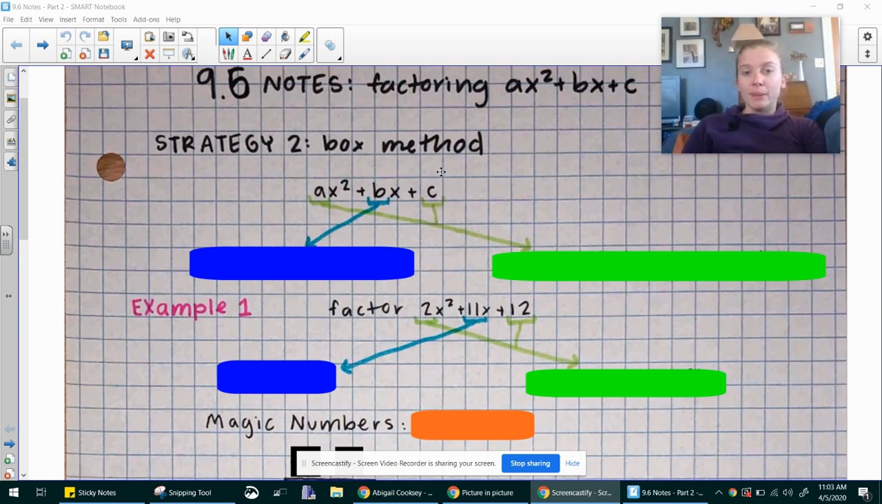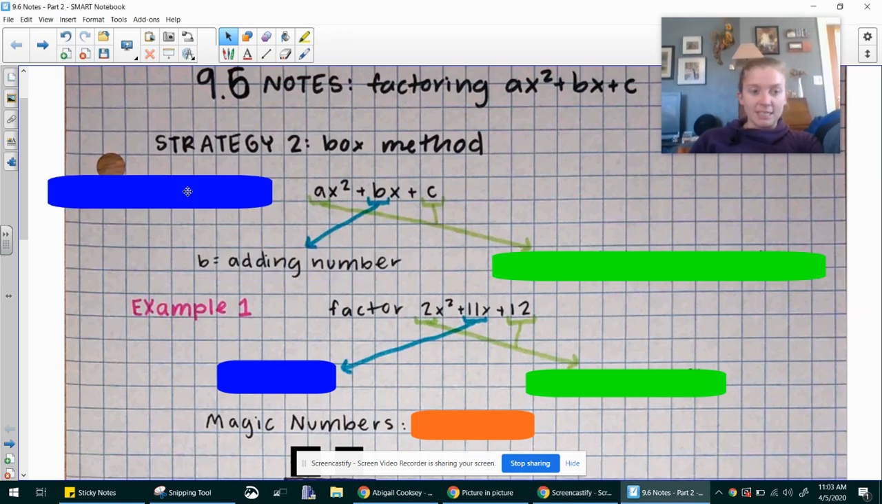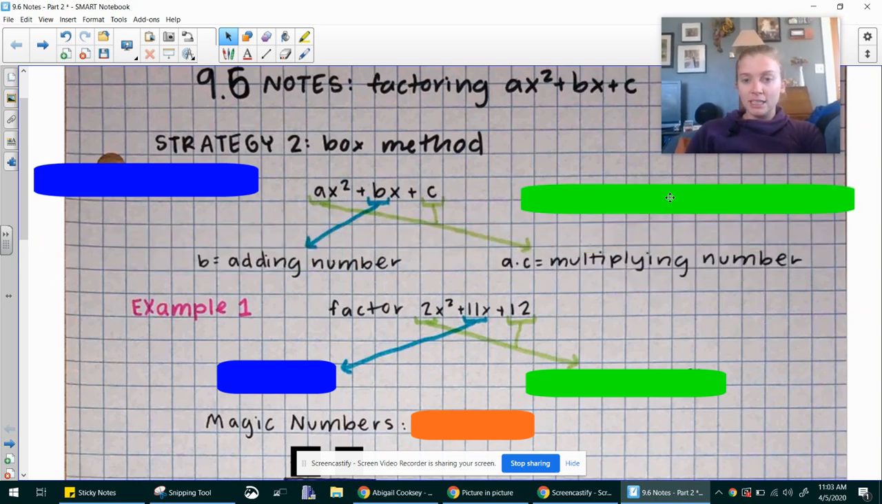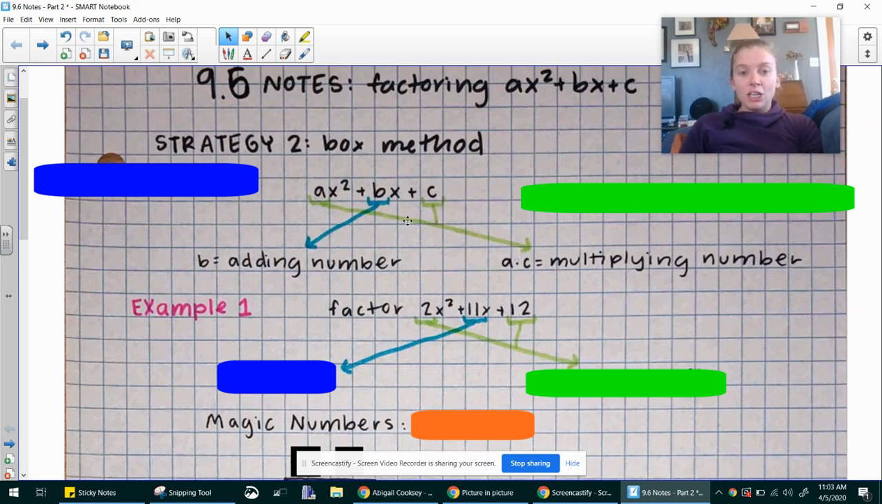Strategy 2 here is called the box method. This method's going to start out very similar to the grouping method that we learned in the previous video. So the first thing we're going to need is to look at our multiplying numbers and our adding numbers. In this case, our adding number is still b, and our multiplying number is still the product of a and c. Just like in our previous video, the adding number is still that middle number, and the multiplying number is still the product of a and c.